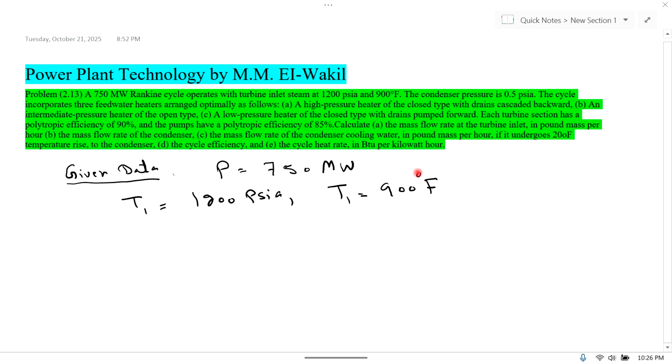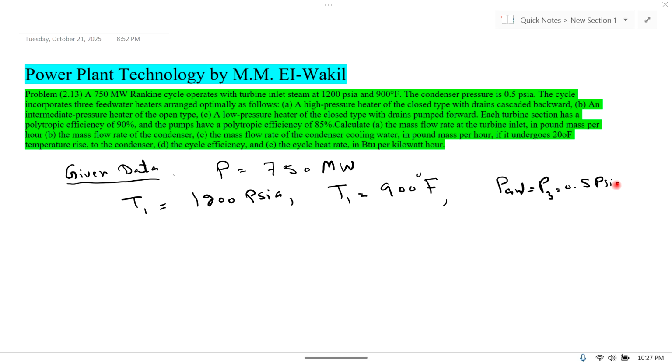The condenser pressure is 0.5 psia, pound per square inch. Pressure of condenser is P3, which is equal to 0.5 psia, pound per square inch absolute.